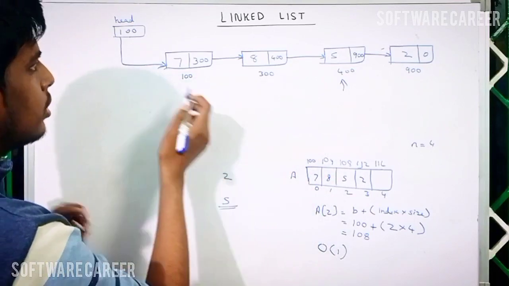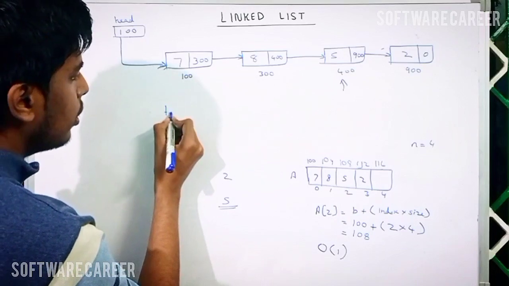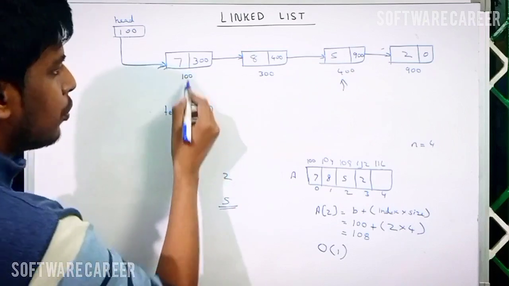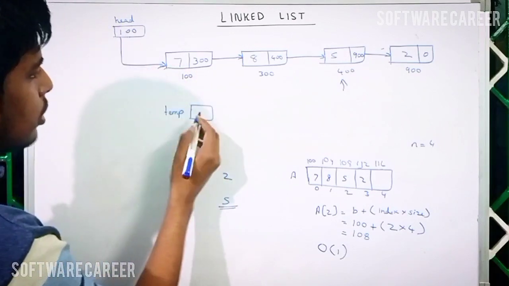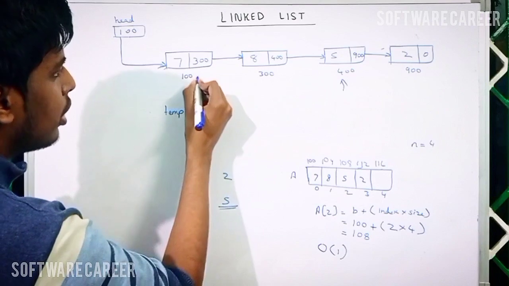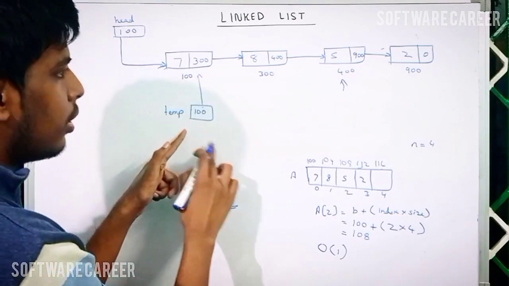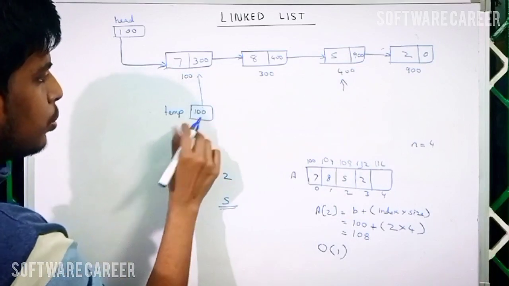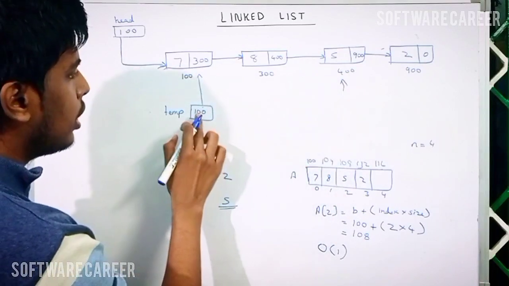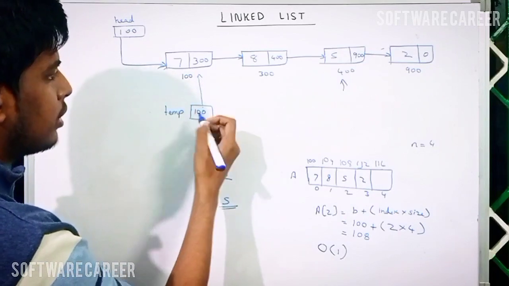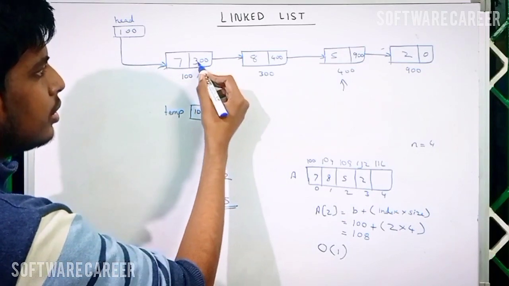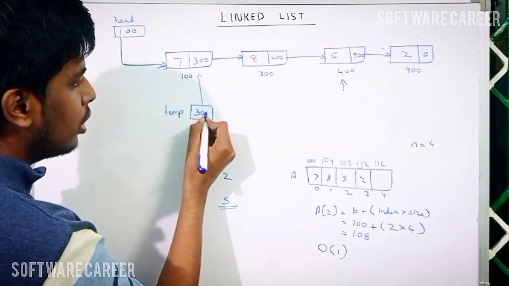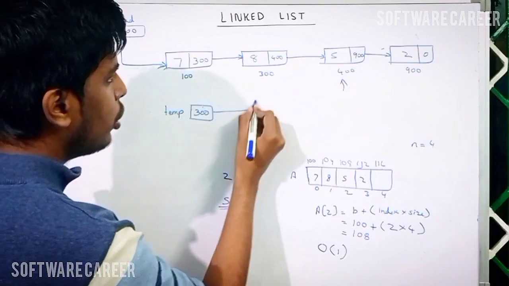So how to access? For this you should create a pointer called temp. This temp is pointing towards the first node. Temp equals head, so 100. Now if you want to find the address of this node, you should move temp till there. So temp should be equal to temp next. Temp is 100, and 100's next is 300. So this value changes to 300, and the pointer will point towards this node.